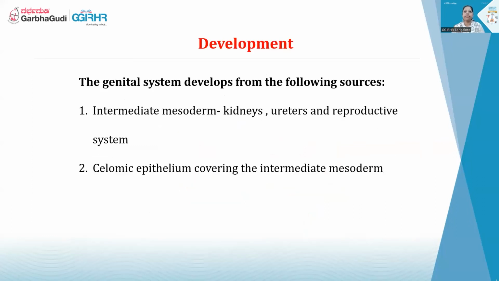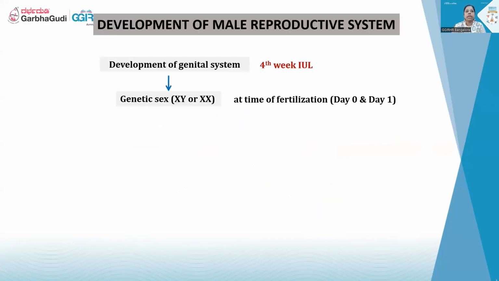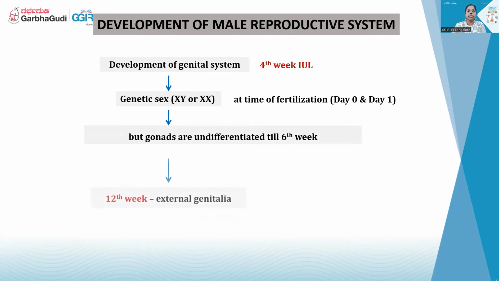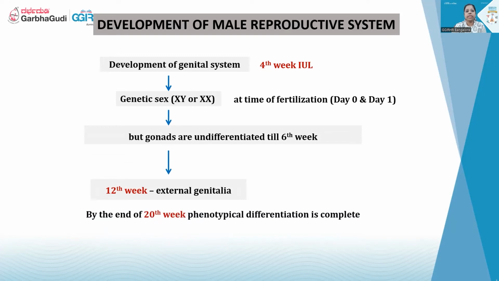The genital system develops from the following sources: intermediate mesoderm, that is kidney, ureters and reproductive system. Coelomic epithelium covers the intermediate mesoderm. Coming to the development of the male reproductive system, development of the genital system starts on day 0 itself. The genital sex can be identified at the time of fertilization itself. But the gonads are undifferentiated till the 6th week. By the 12th week, the external genitalia are developed. By the end of the 20th week, the phenotypic differentiation will be completed.